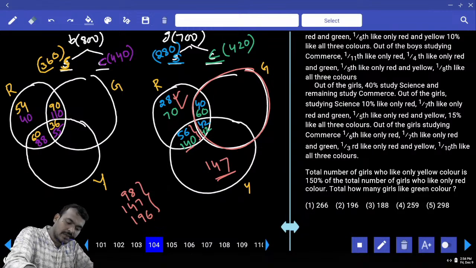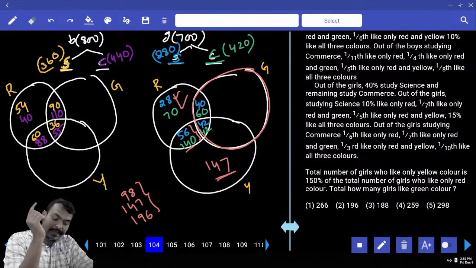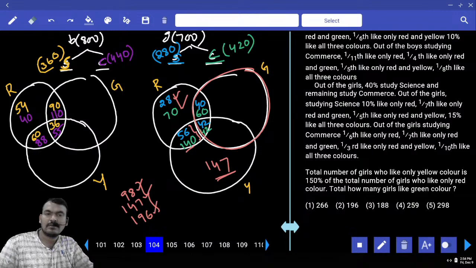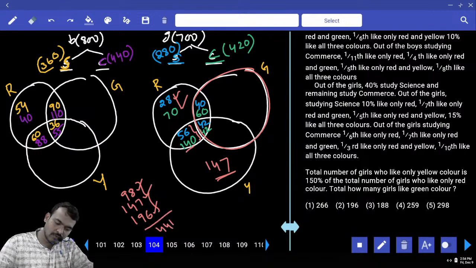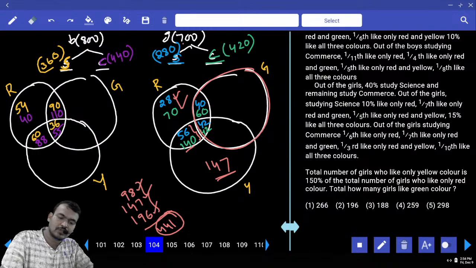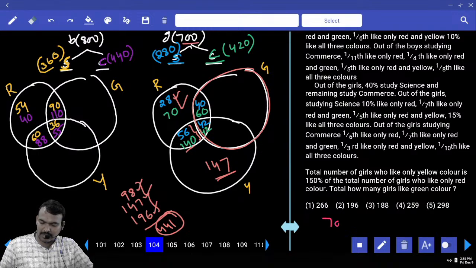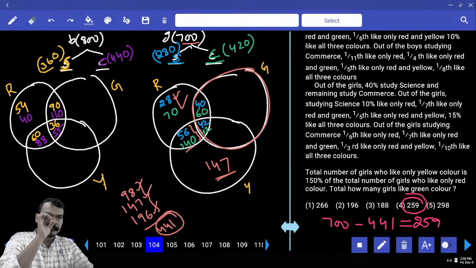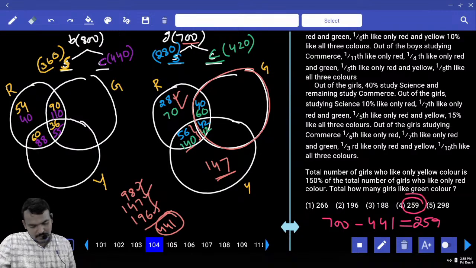First 140 plus 190, 330 plus 90, 420, 8 plus 7, 15 plus 6, 21. Already 420. Total it is 441. That 441 is subtracted from which one? 700. Then the answer is 700 minus 441 or not? How much value are you getting? 259 or not? Yes or no? If you know the Venn diagram concept, the questions are easier or not? We require the green value, so first we need to identify other than green or not?